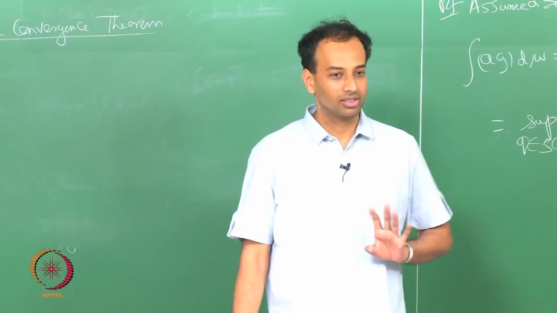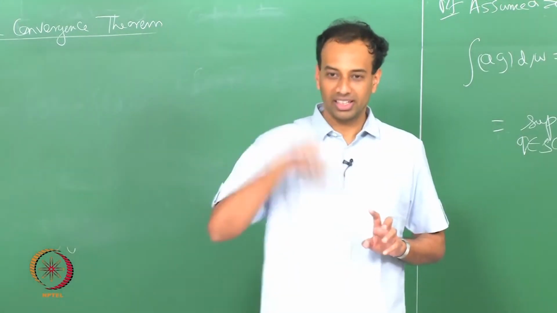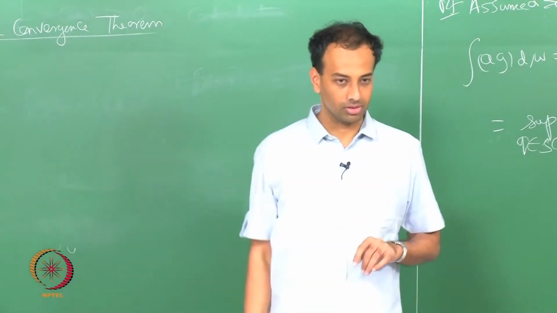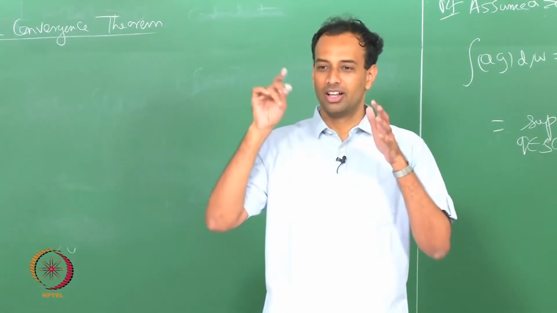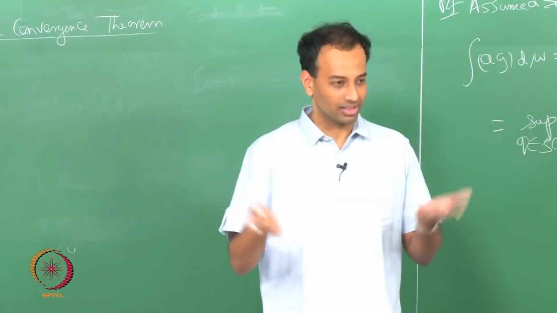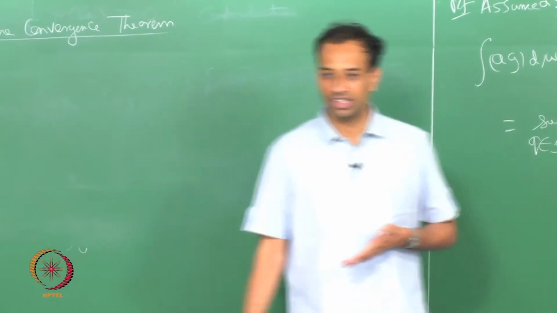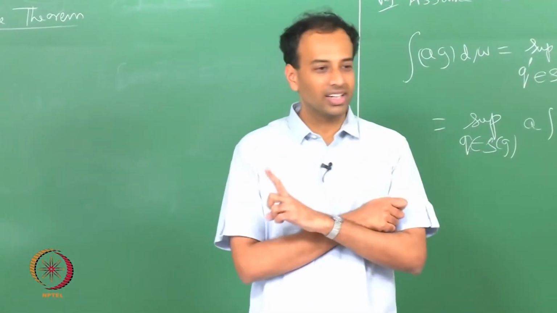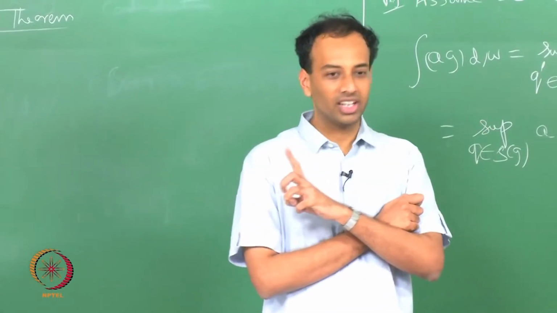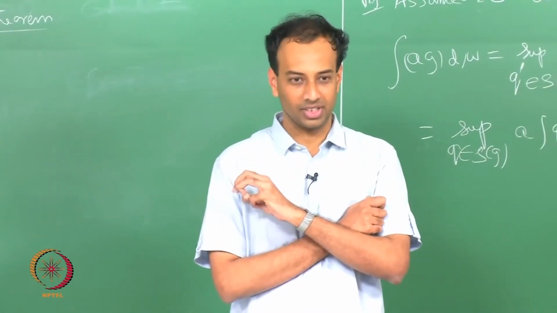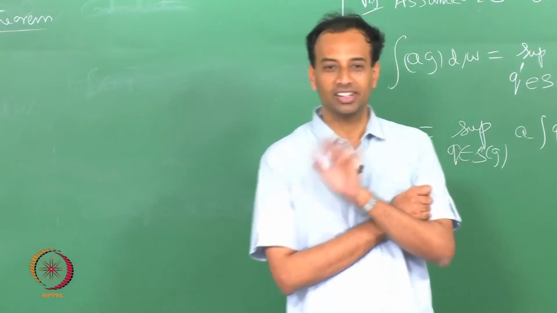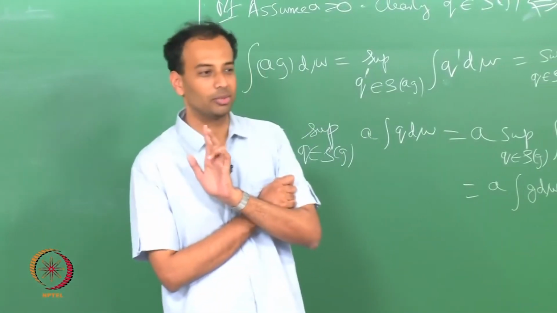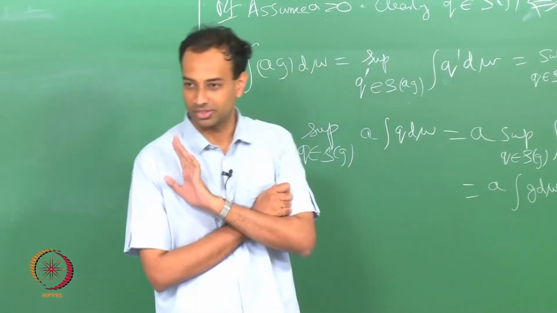Let us say you have the integral of f n d mu, or you can think of it as the integral of f n dx if you like. If you just want to think of integrating on the real line, you probably know that you cannot always interchange limit and integration, right. So, the limit of an integral is not always equal to the integral of a limit. We will see some examples.